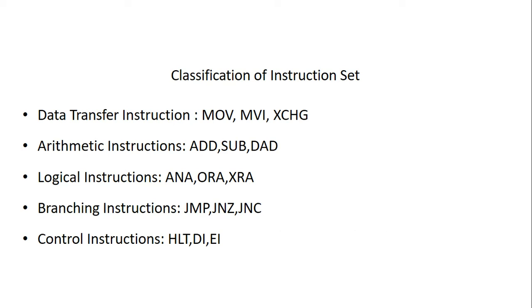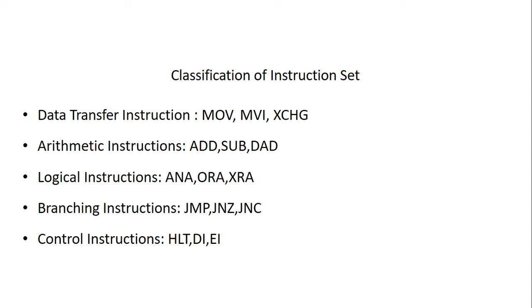Now what is the classification of the instruction set? As we have seen different addressing modes, in the same way there are different types of instructions. Some instructions are used to transfer data, which belong to data transfer instructions. Some are used to perform arithmetic operations like add and subtract, which are arithmetic instructions. The third is logical instructions, which perform logical AND or XOR operations.